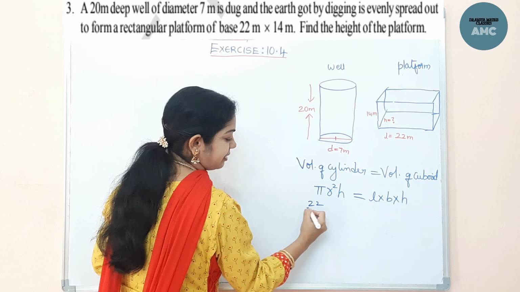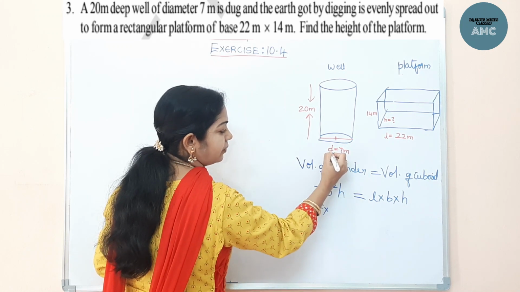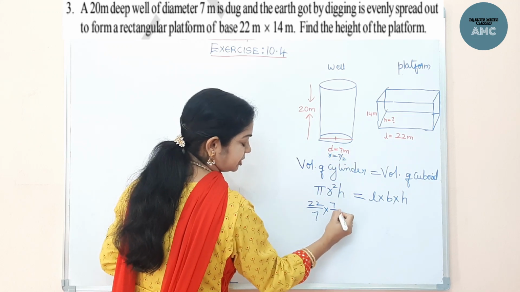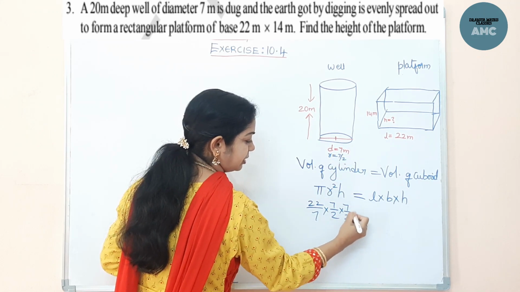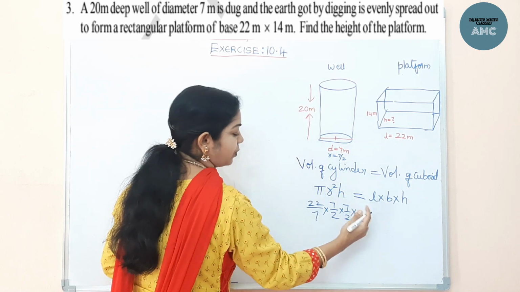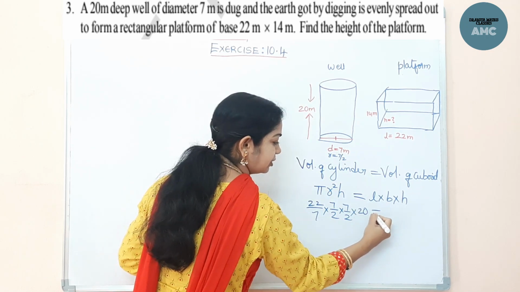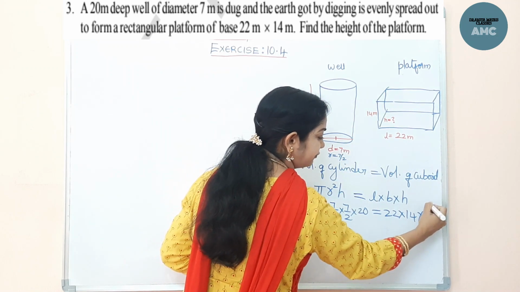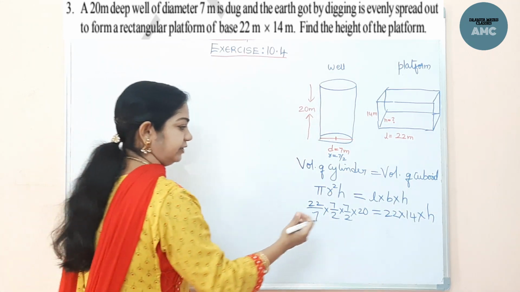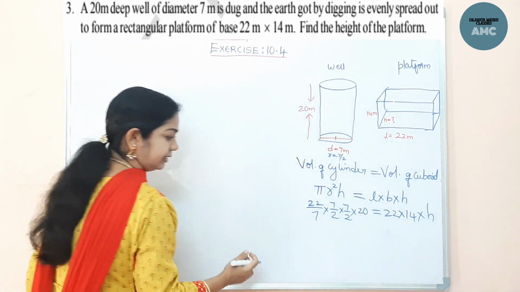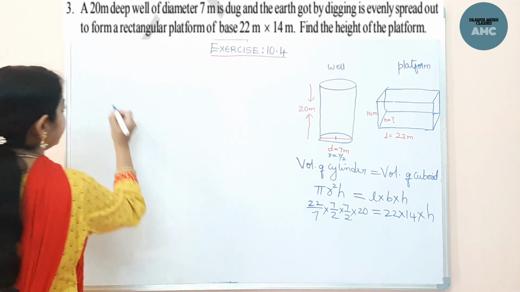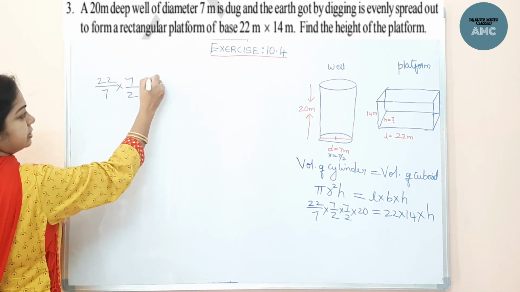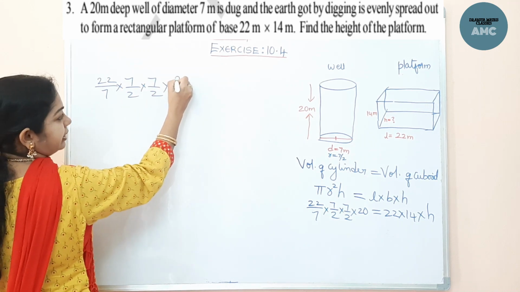Now 22 by 7 into R value, when D is 7, R is 7 by 2. 7 by 2 into 7 by 2 into the h of the well, that is 20 meters, is equal to length and breadth given as 22 and 14. We have to find the height, right? Now we can place these two also to the other side. Let me write it here. 22 by 7 into 7 by 2 into 7 by 2 into 20.